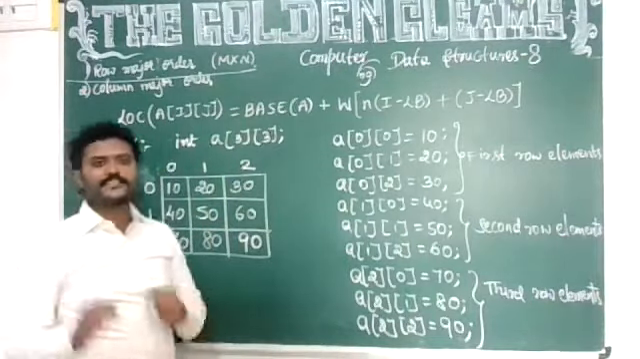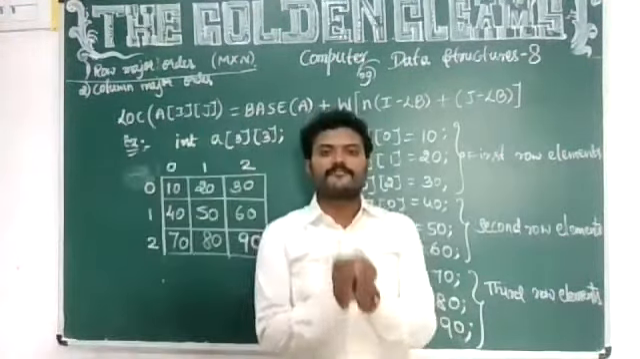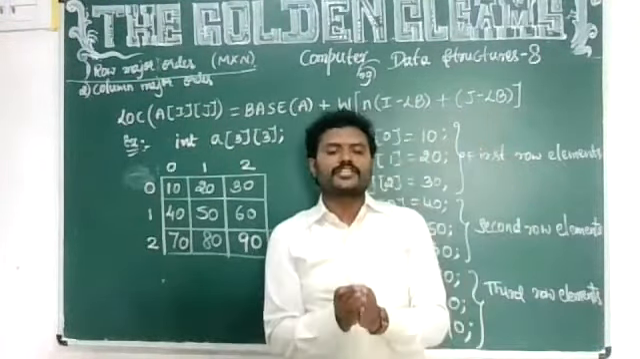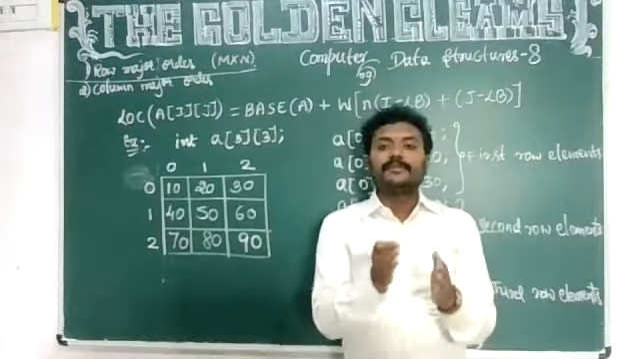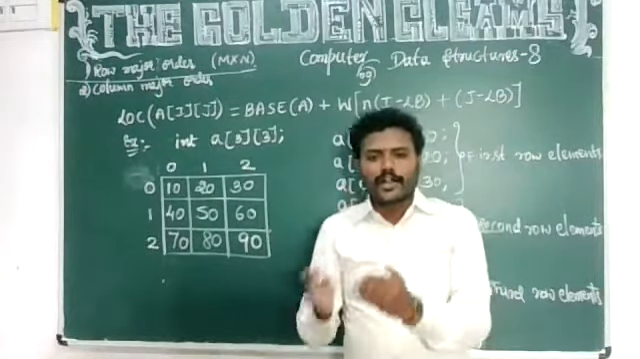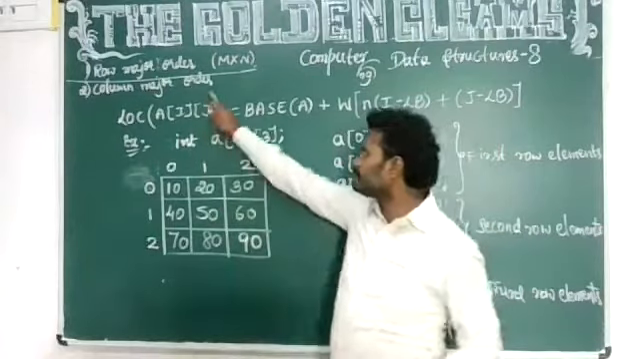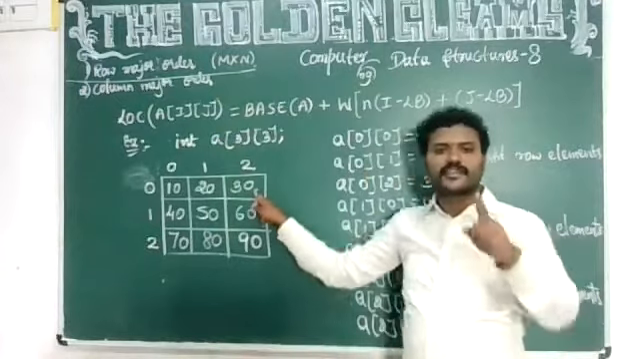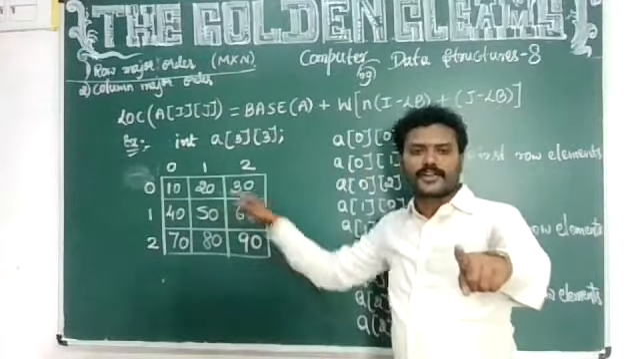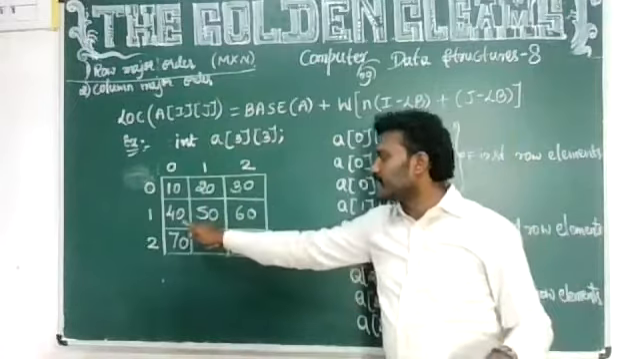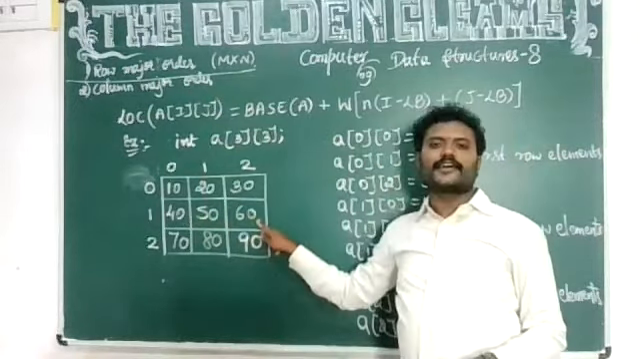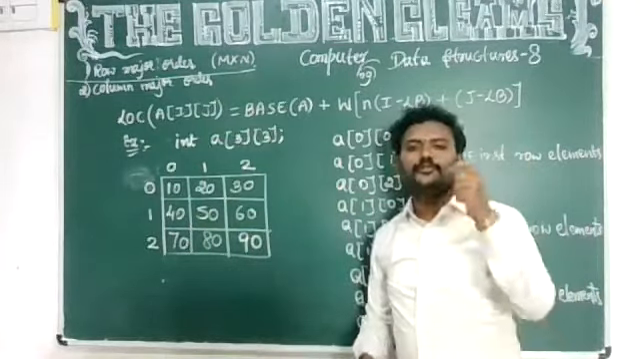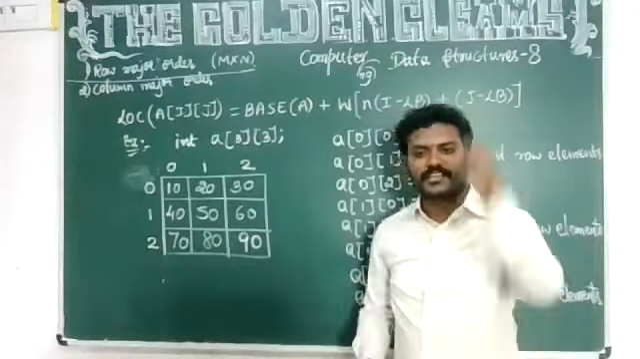So again I am explaining, students, we are in the concept of memory representation of a two-dimensional array. Array elements are stored in the order of m into n. First row elements are stored in first sequential order, second row elements are stored in second sequential order, and so on. The formula is used to represent row major order elements in memory.